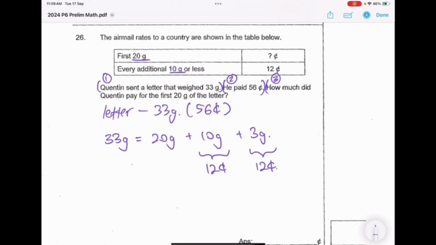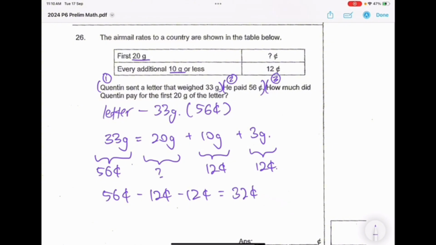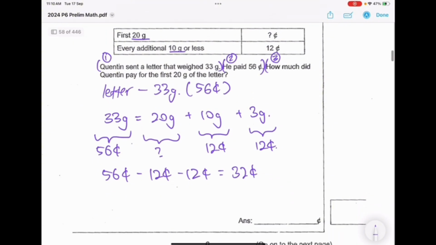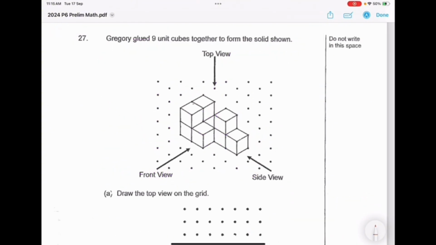Alright, so what I want to do, knowing that he paid a total of 56 cents for 33 grams, is to find out how many cents he paid for 20 grams. How can I do that? What I need to do is to take 56 cents minus 12 cents minus 12 cents, and that will give me the amount for the first 20 grams, and this would give me 32 cents, and this is your answer for question number 26.